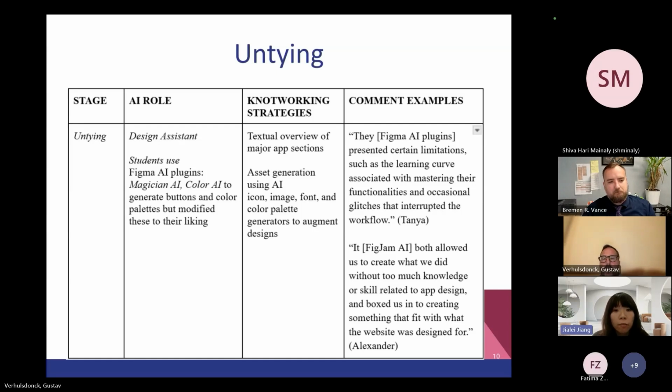Additionally, some students felt that over-reliance on AI hindered their sense of creativity. Alexander, for instance, described feeling boxed in by AI-generated templates, which suggested that those templates limited his team's creative freedom. Next slide, please.